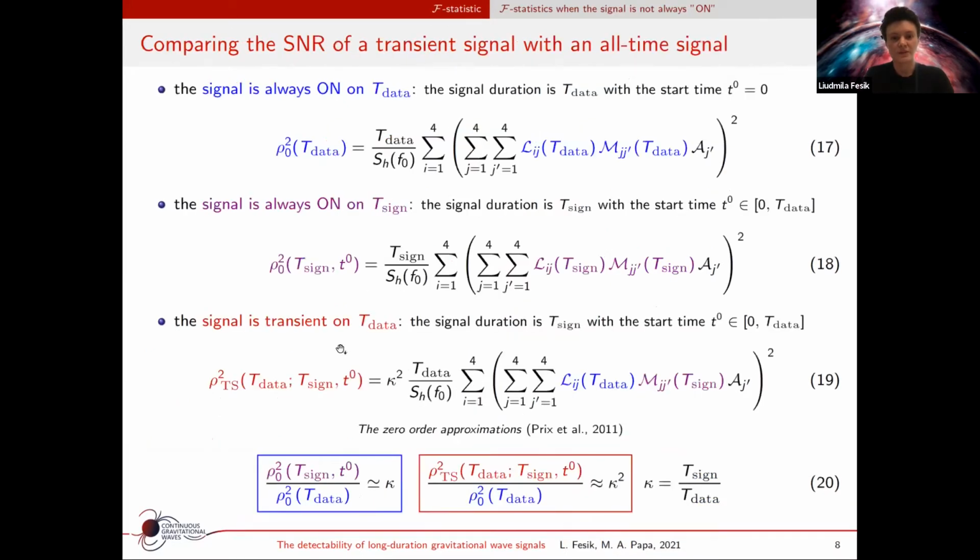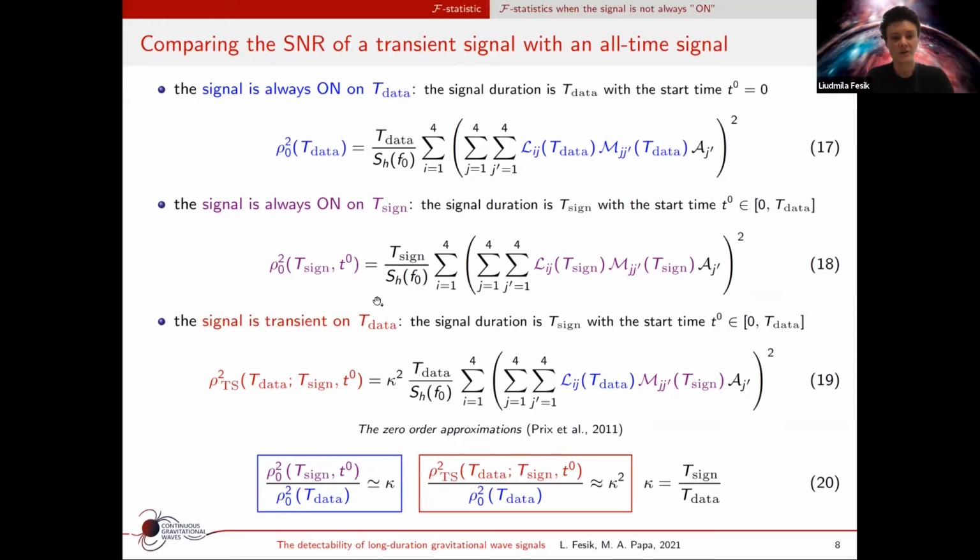I'd like to summarize together information and compare different signal to noise ratios for the case when we compute the signal present always on in the data, and for the case of a transient signal. When the signal is always on in the data, the SNR depends on covariance and decorrelation matrix, both computed on the data duration. Then if we compute the signal for some part of the data, which starts at some start time and has some duration T signal, but the signal is still always on, then our decorrelation and covariance matrices are both computed over the signal duration. I mean, the duration shorter than the data duration.